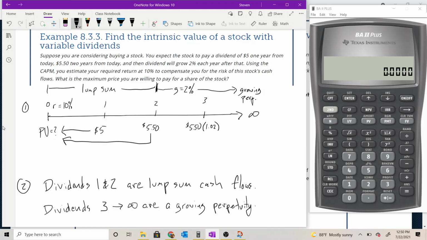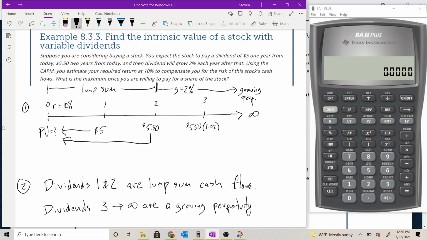Including the growing perpetuity starting at the end of year 3. We'll talk about that a little bit more in just a second. But for these first 2 dividends, we've got those 3 tools available to us: the present value formula for a lump sum, or the time value money keys on a calculator. We'll probably just go straight for the formulas on this one since there's 2 of them. Or I guess we could use the cash flow worksheet as well. That just sounds like more work than just doing the formulas.